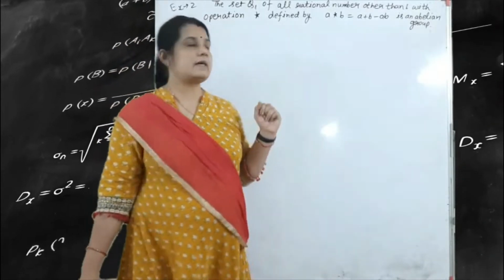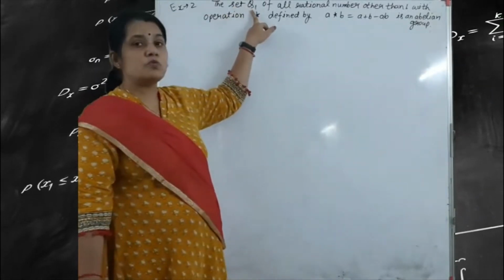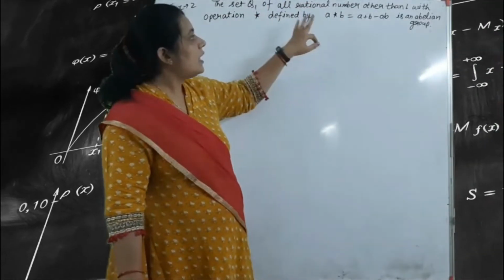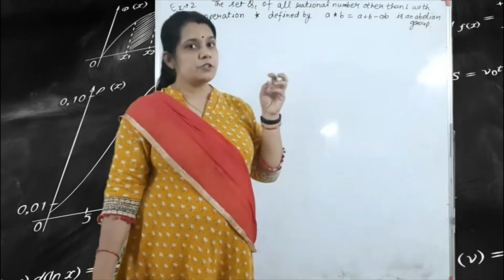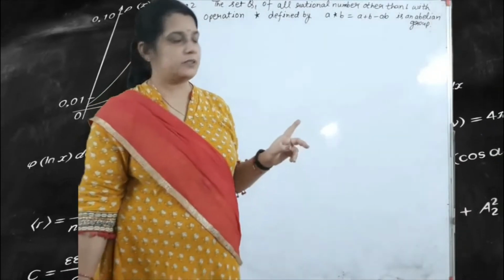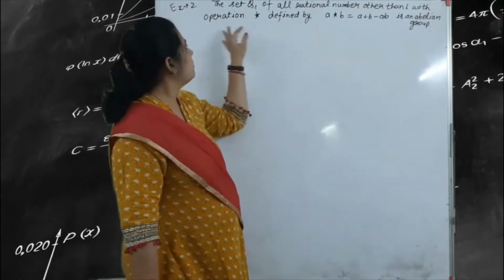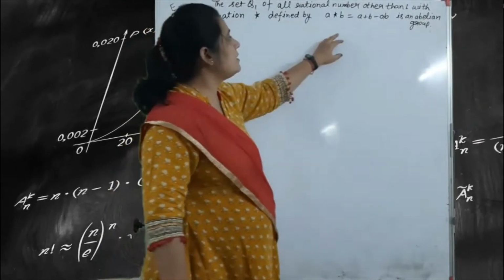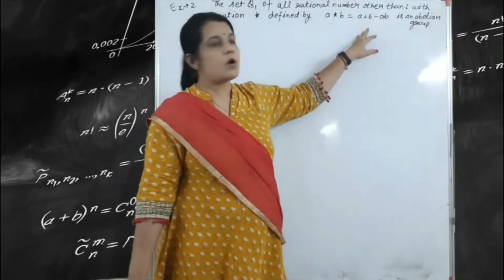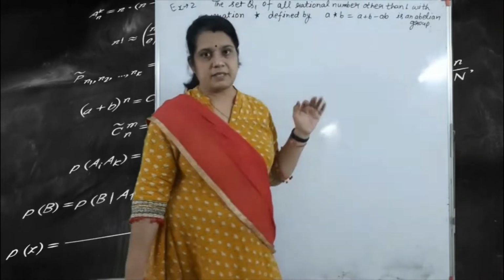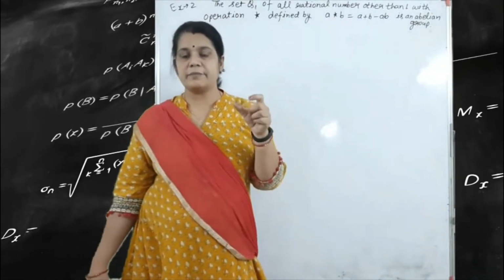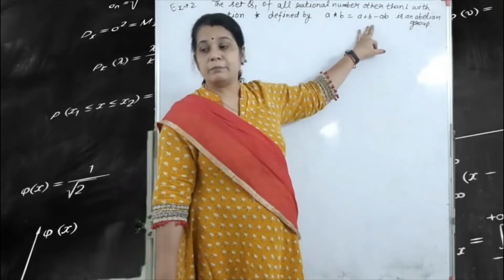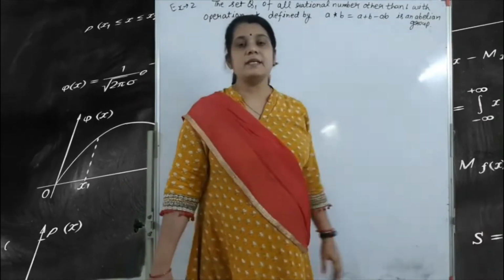Our next example is the set Q1 of all rational numbers other than 1. That means according to Q1, 1 is not included. With operation star defined by A star B is equal to A plus B minus AB. We consider two elements, defined by A star B equals A plus B minus AB, and this is an abelian group.